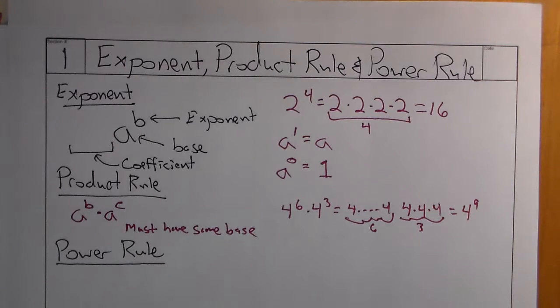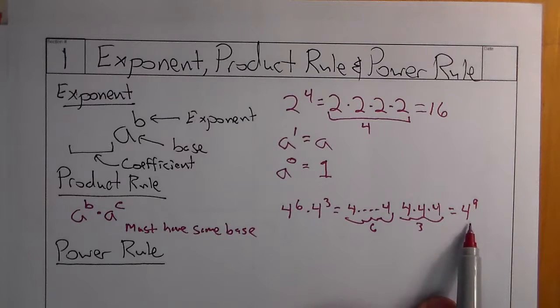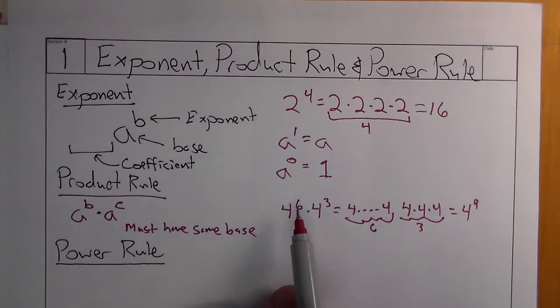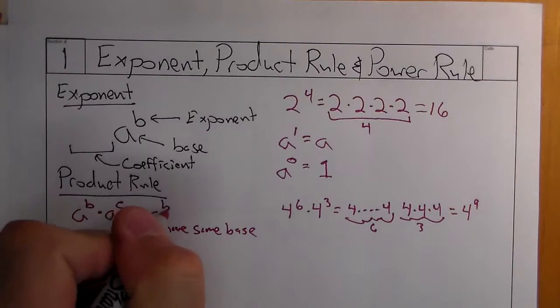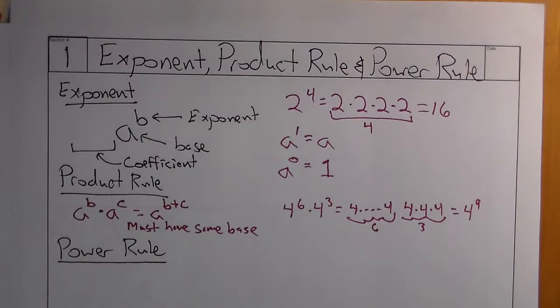Now I could sit there with a calculator and multiply 4 to the 6th, or 4 times itself 6 times. I could do the same thing with 4 to the 3rd and get some really large value. What we want is just a simple form of saying 4 to the 9th. Now we can also see here that 6 plus 3 gave us 9, which is also the product rule of saying it's b plus c.